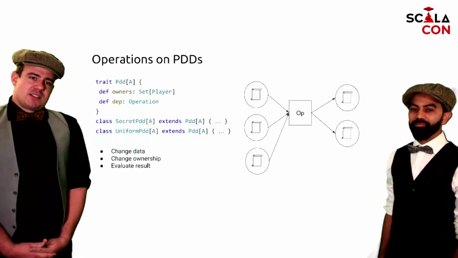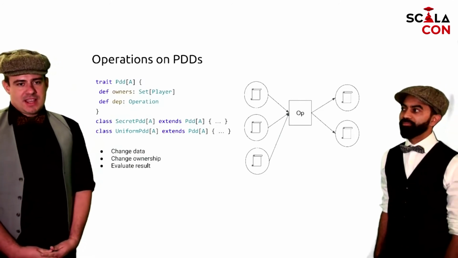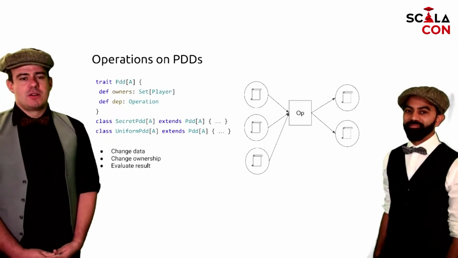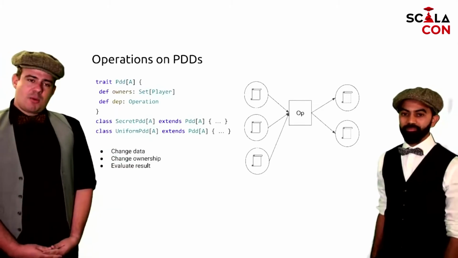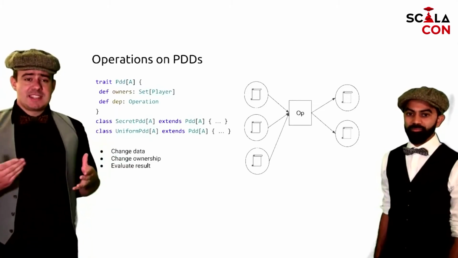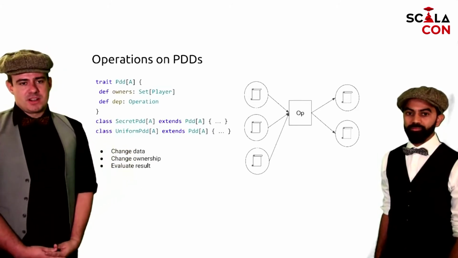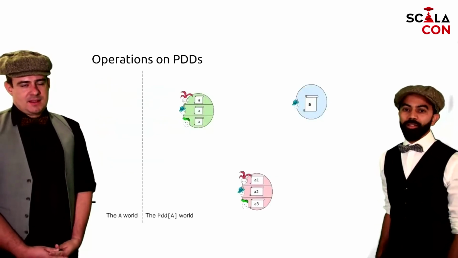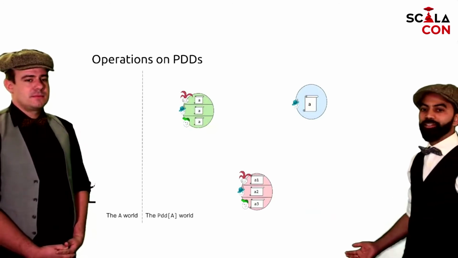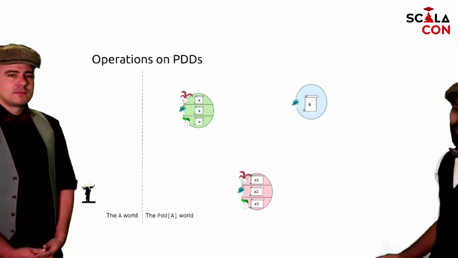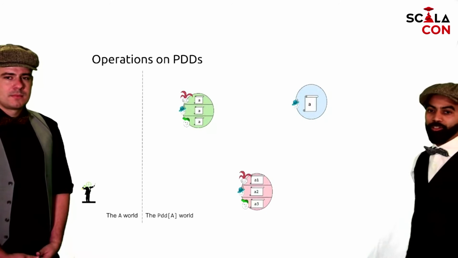The types of operations we define on PDDs can be brought down into three different categories. There are operations which change ownership, or model the change of ownership, I should say. There are operations which model the change of data itself. And finally, there are operations which force the evaluation of a chain of operations. Let's look at what that means in real terms. On the left, where Jakob stands, is the A world, and on the right, where I stand, is the PDD world. And really, the idea is to say, well, how do we go from one world to the other, and how do we go from one kind of PDD to another one?